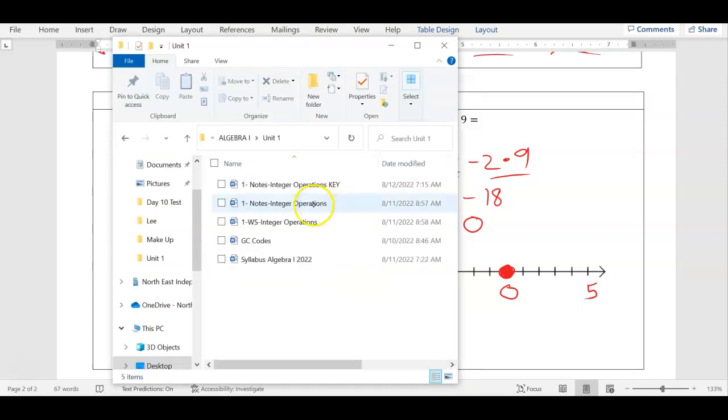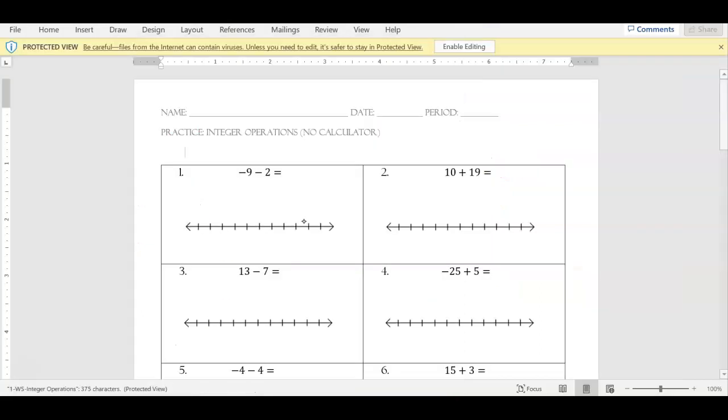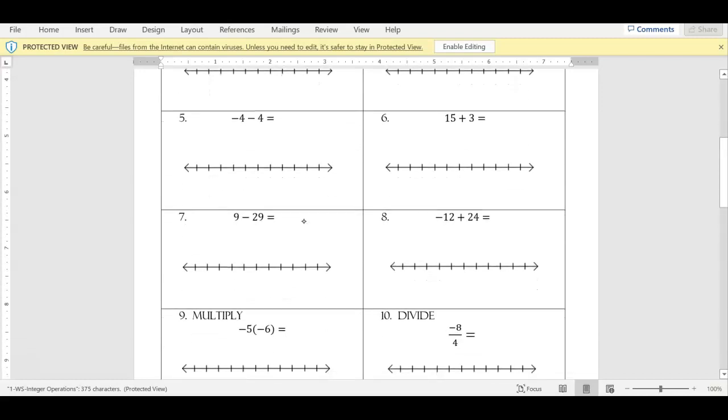Last thing is you want to make sure you've done, you can work on the assignment. It says worksheet, integer operations. You should be able to do all of this as much as you can, and we'll talk about it more tomorrow.